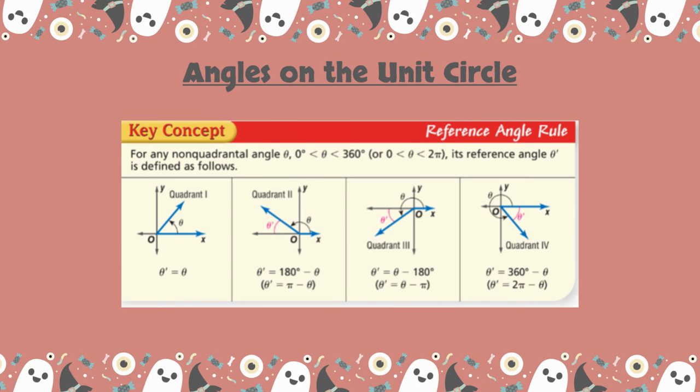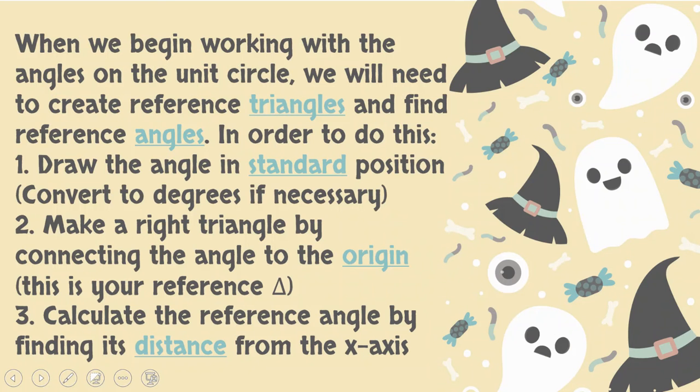When we talk about angles on the unit circle, we are referencing them to the x-axis, okay? So this graph kind of shows you where they fall in the different quadrants, but notice that every time it's in relationship to where the x-axis is, the closest x-axis, okay? So we're going to talk about that a little more when we draw our reference triangles.